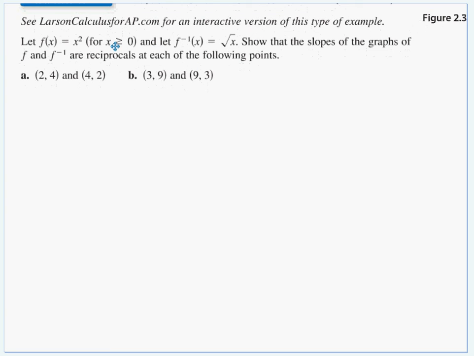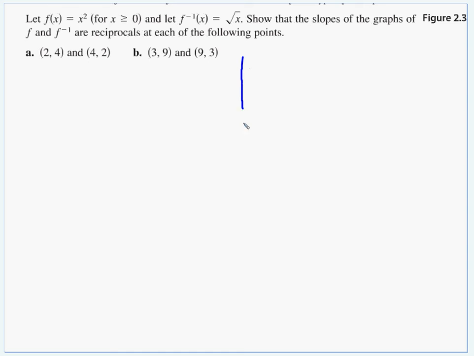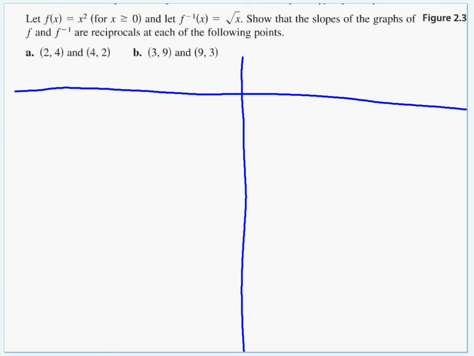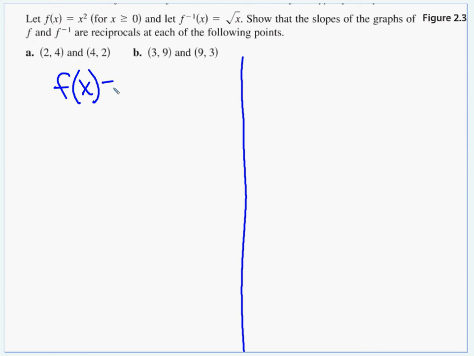F of x is x squared for all positive x's. And f inverse, of course, the inverse of squaring is square rooting. Show that the slopes of the graphs of f and its inverse are reciprocals at each of the following points. So again, I'm going to split my screen here. On the left side, we're going to do f of x equals x squared. That is our function. And on the other side, we're going to do f inverse of x. That is x to the half power, or the root of x.